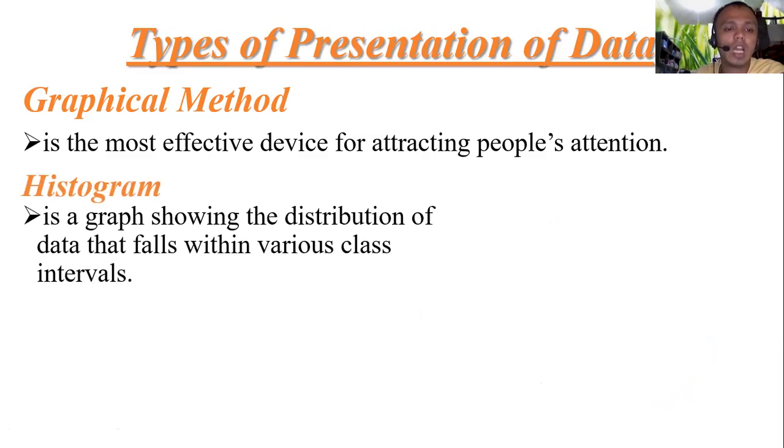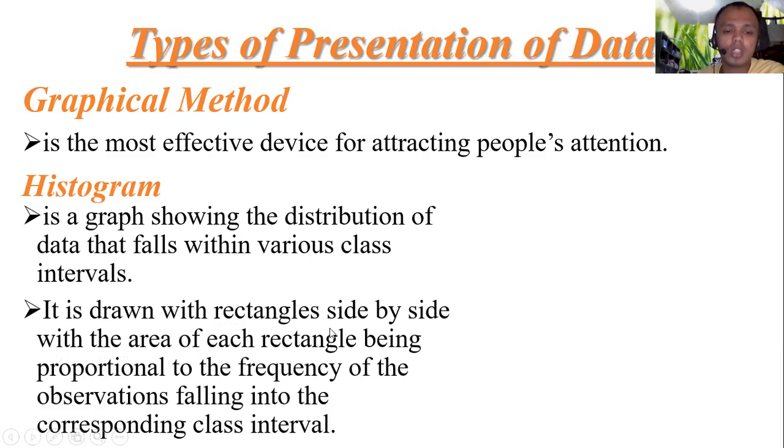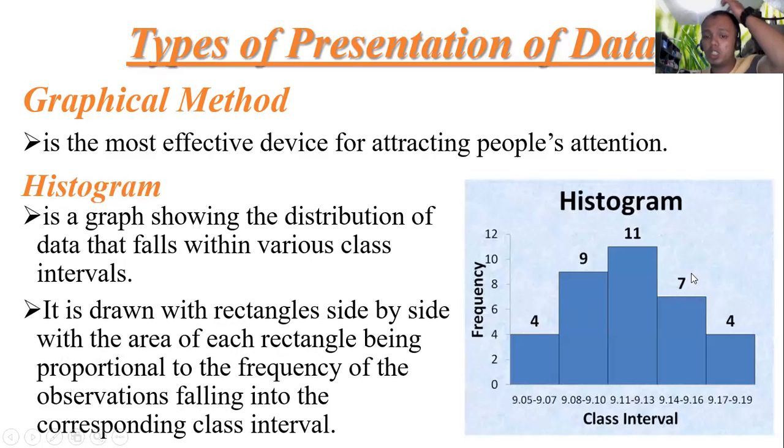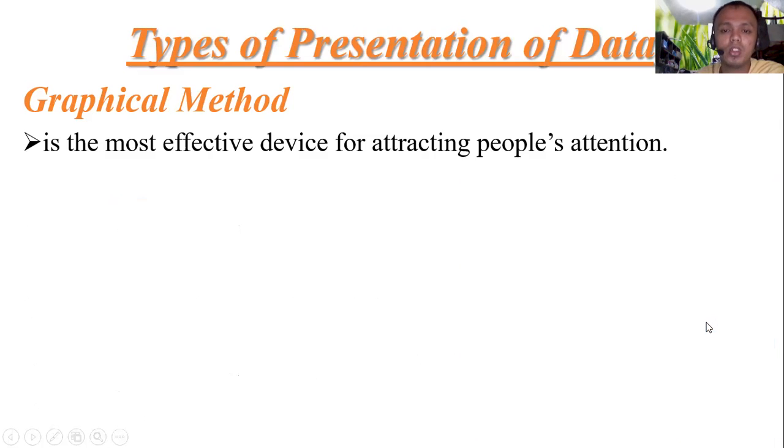Histogram naman, is a graph showing the distribution of the data that falls within various class intervals. It is drawn with rectangles side by side with the area of each rectangle being proportional to the frequency of the observation falling into corresponding class interval. So this one is an example of histogram. Nung pinagkaiba niya sa bar graph, kasi dito dikit-dikit yung mga rectangles natin. Okay? So that is for histogram.